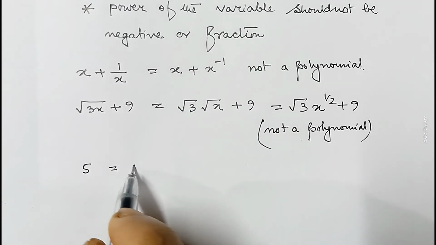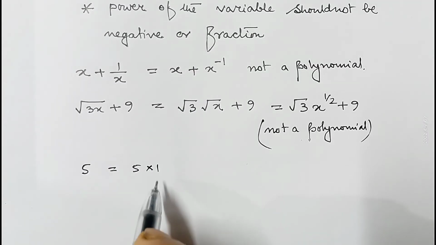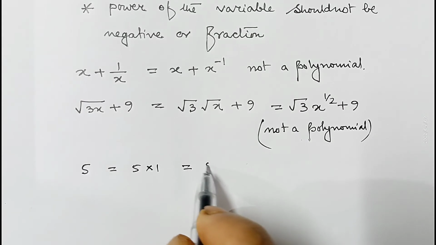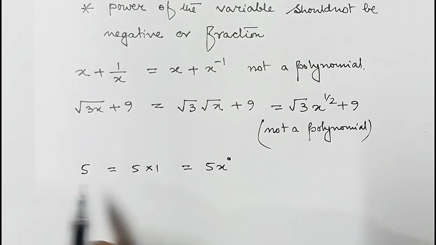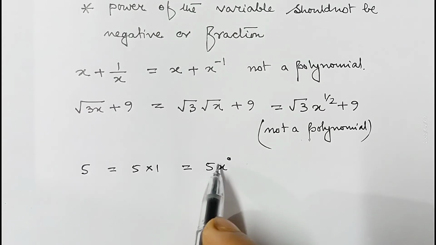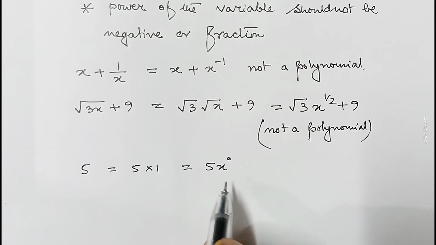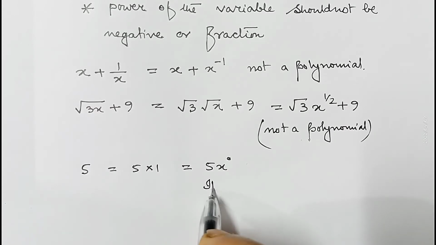5 is a number. 5 can be written as 5 into 1 and this 1 can be written as x to the power 0. So 5 x to the power 0 is same as 5, so it's a polynomial, and here the power of x is 0, which is a whole number, that means it is a polynomial.